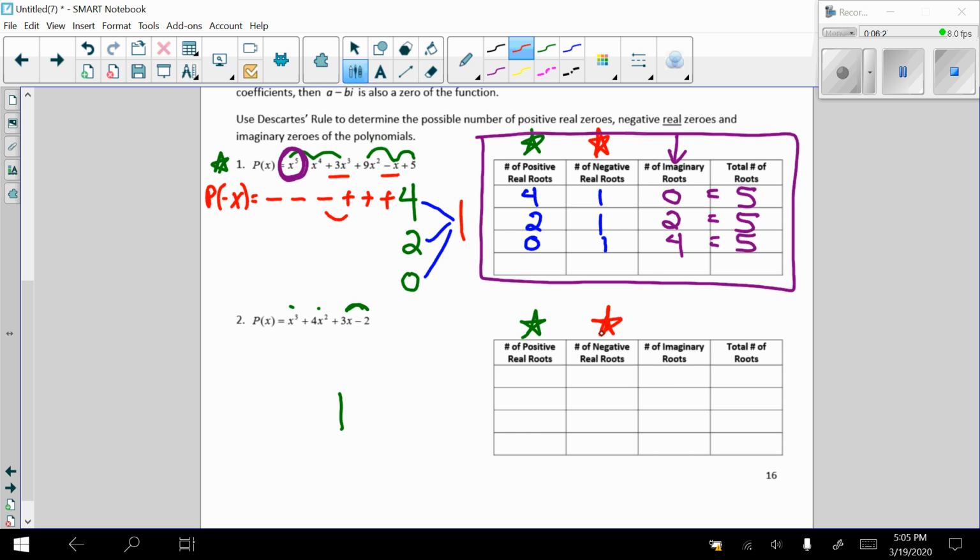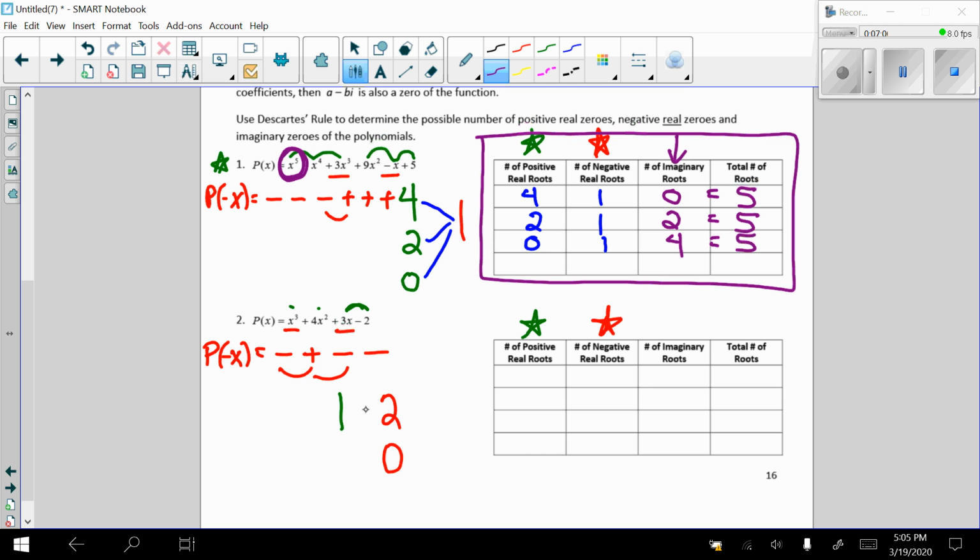Next, we look for the number of negative real roots by doing p of negative x. I'm underlining my odd terms. So x to the third goes from positive to negative. 4x squared doesn't change. 3x to the first becomes negative. Negative 2 does not change. This means we have possibly 2 negative real roots, or subtract 2 from that, we might not have any.